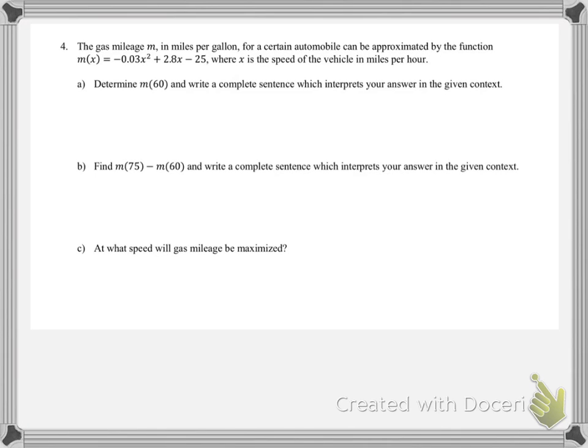So I trust you guys know how to plug numbers into functions at this point, so I'm just going to tell you what these are. M of 60 equals 35. What does that tell me? What does that mean? When you're going 60 miles an hour, you get 35 miles per gallon. Yes. So x is my speed, so that's my input. And m of x is my gas mileage, so that's my output.